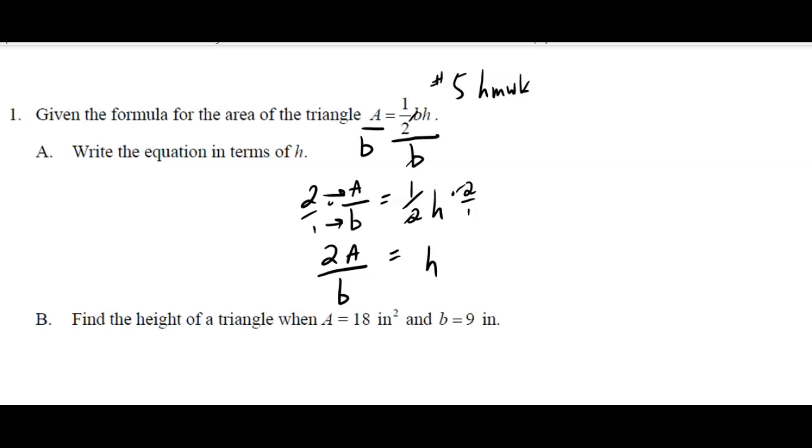So next one, find the height of a triangle when a equals 18 and b equals 9. Well, now this becomes pretty easy because my height is already solved for. So we can find the height of a triangle because we just now have 2 times 18, which is 36 divided by 9. Okay? And I just took those numbers, plugged them in there. 36 divided by 9, of course, equals 4.